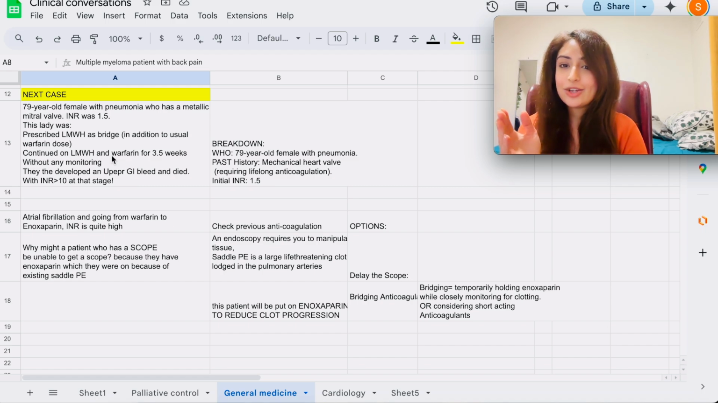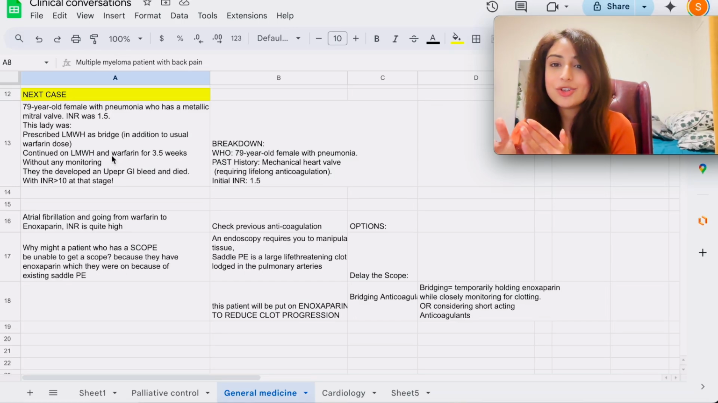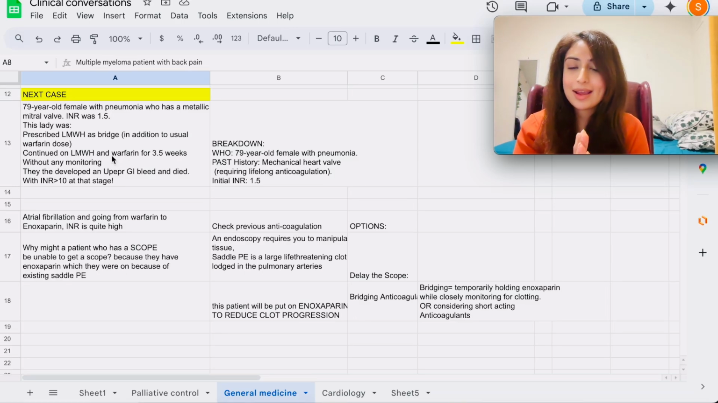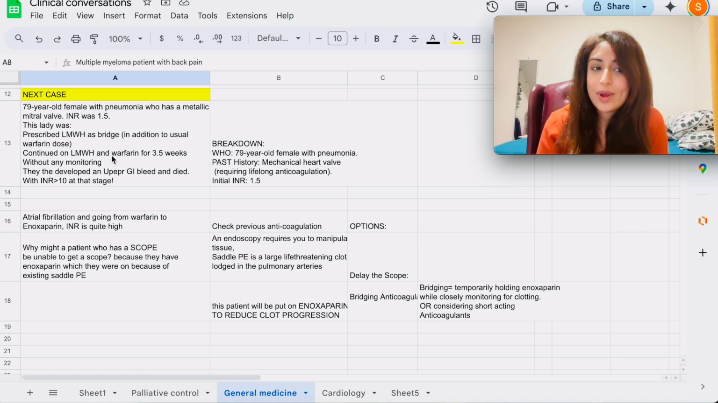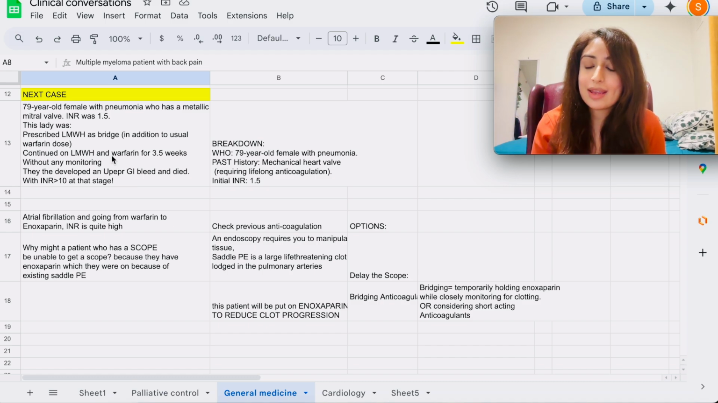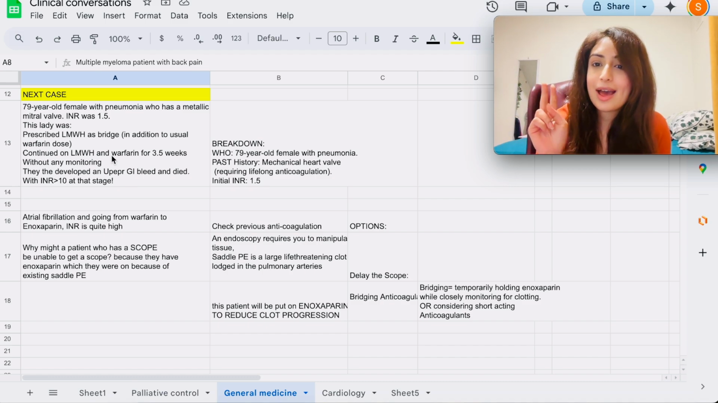The problem with this patient is that someone picked up that their INR was 1.5, which is less than 2 to 3. If it's a lower INR, they're more prone to clotting. So someone decided to bridge them with a low molecular weight heparin. And what was the problem? They were left on two forms of strong anticoagulants, warfarin and enoxaparin, and then they had a GI bleed.